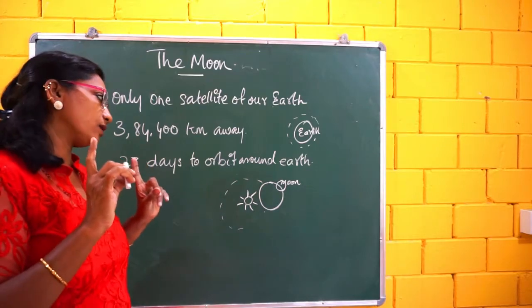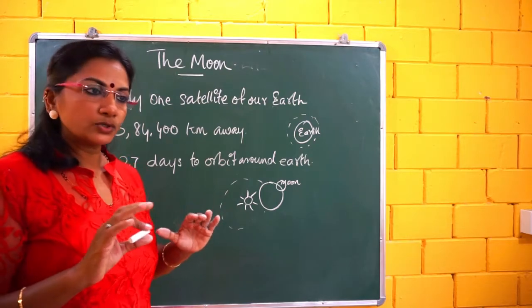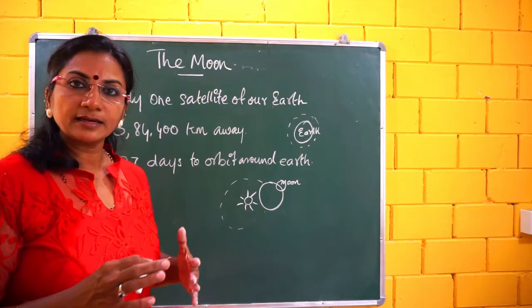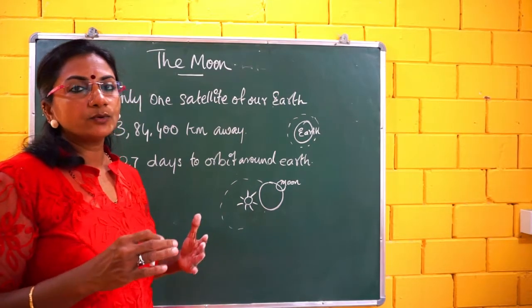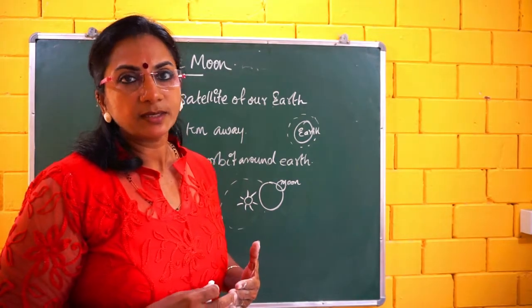Another thing is that, like the earth, the moon also has no light of its own. It is also getting the light from the sun. The planets have no light like that. The moon also gets its light from the sun.